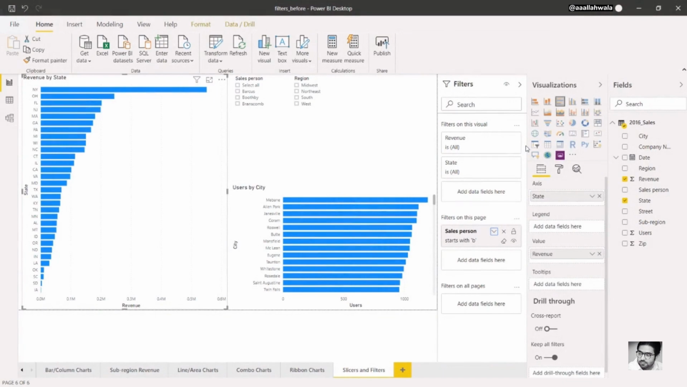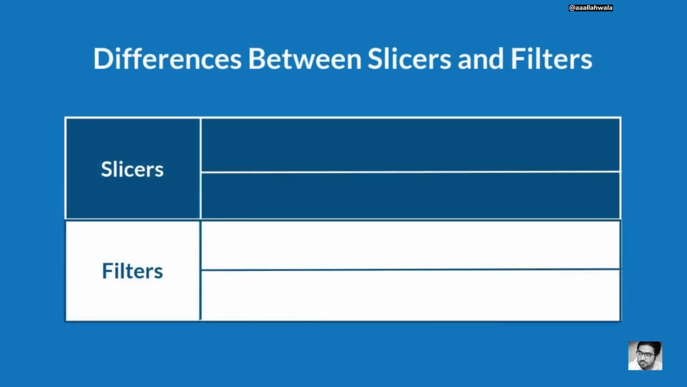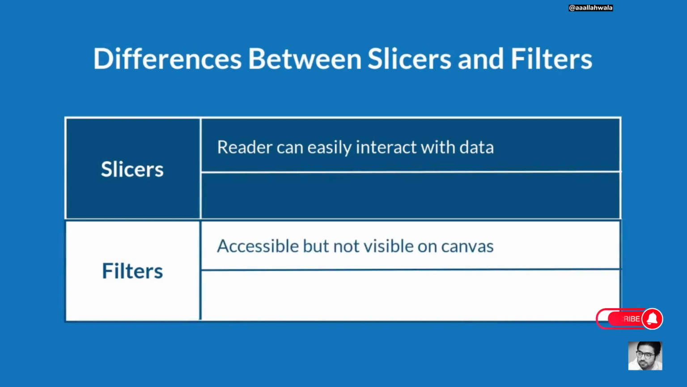Now that we've seen how both slicers and filters work, let's consider the differences and best use cases for each. The first difference between slicers and filters is visibility. Slicers allow the reader of your report to easily interact with your data. Filters are also accessible to readers, but not visible on the canvas. As such, they're more commonly used when you don't expect readers to filter the data themselves.